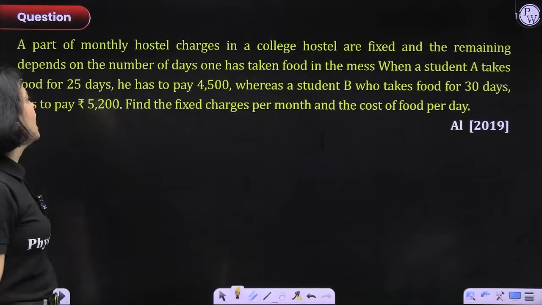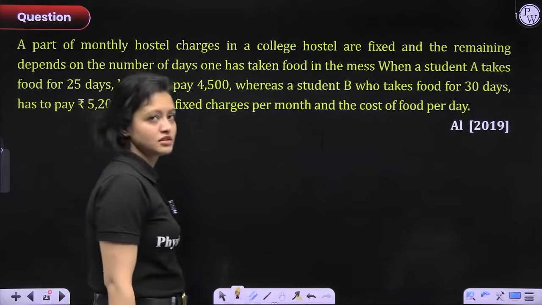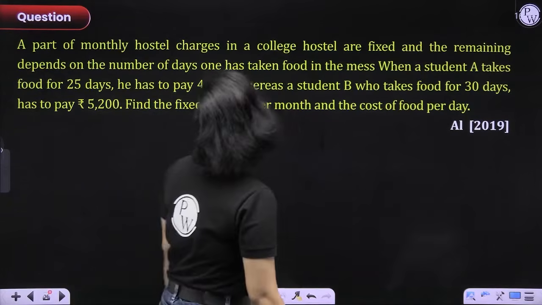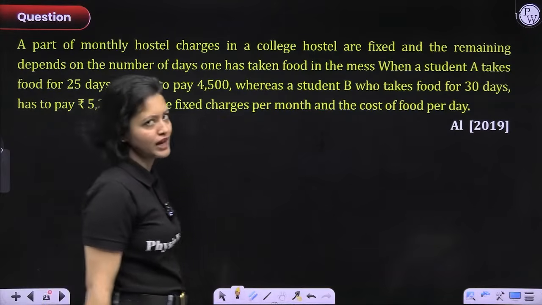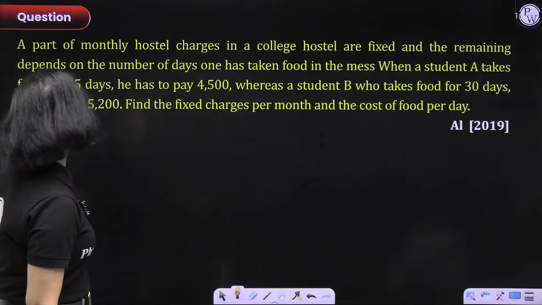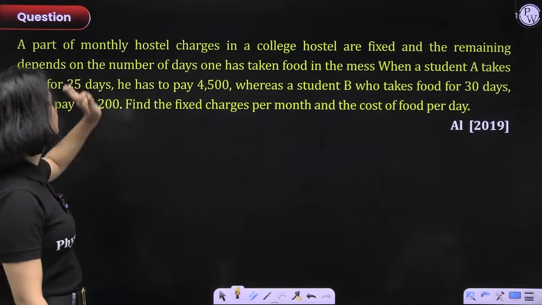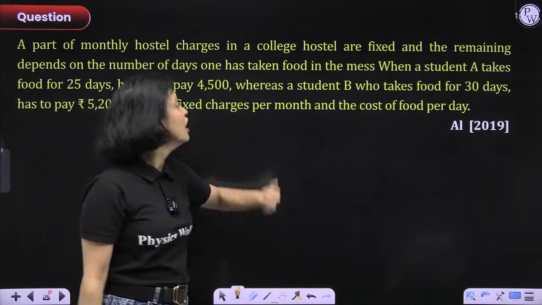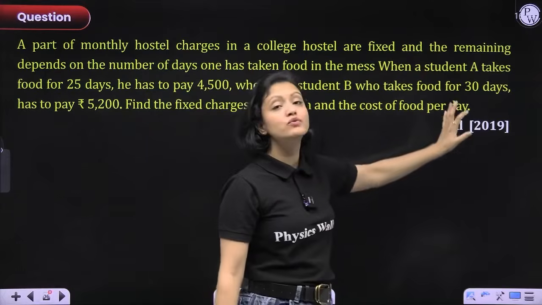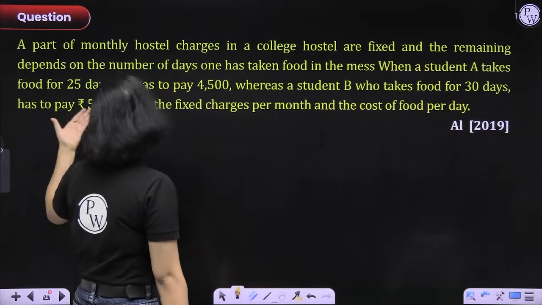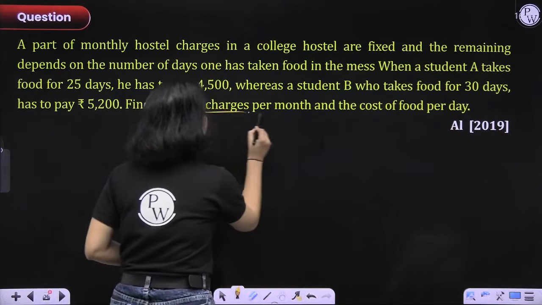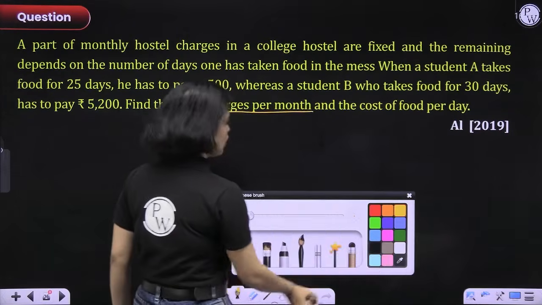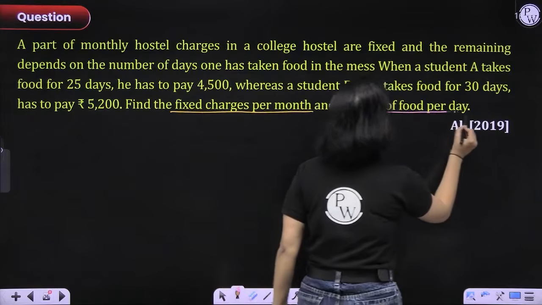Next, a part of monthly hostel charges in a college hostel are fixed and the remaining depends on the number of days one has taken food in the mess. When a student A takes food for 25 days, he has to pay 4,500 rupees, whereas a student B who takes food for 30 days has to pay 5,200 rupees. Find the fixed charges per month and the cost of food per day.